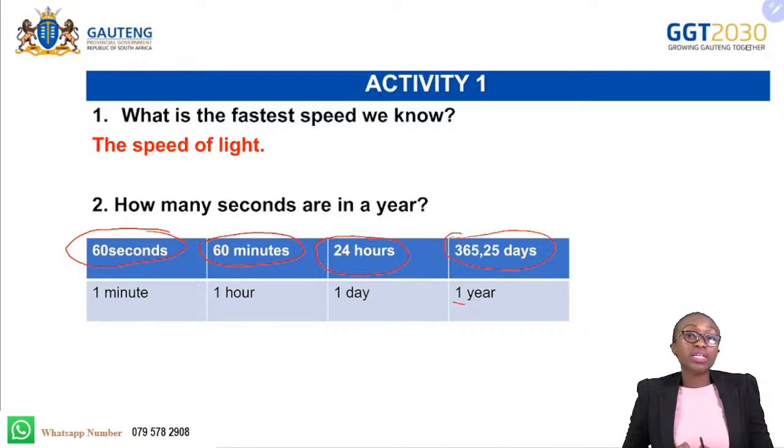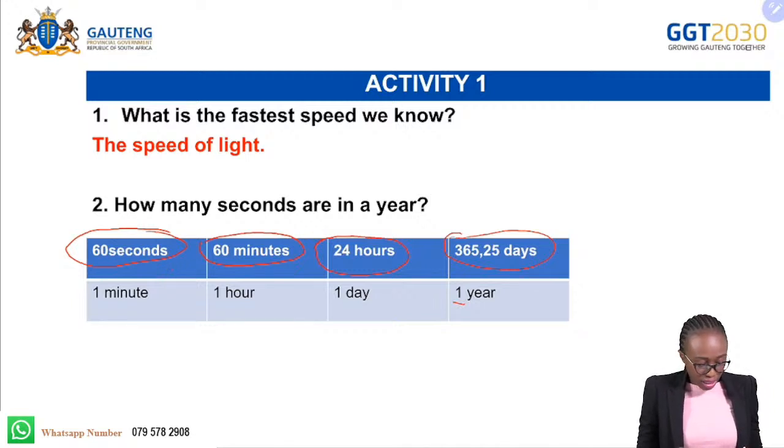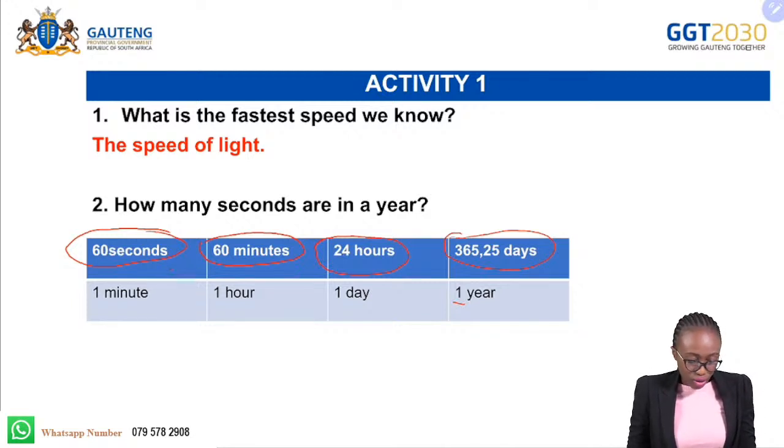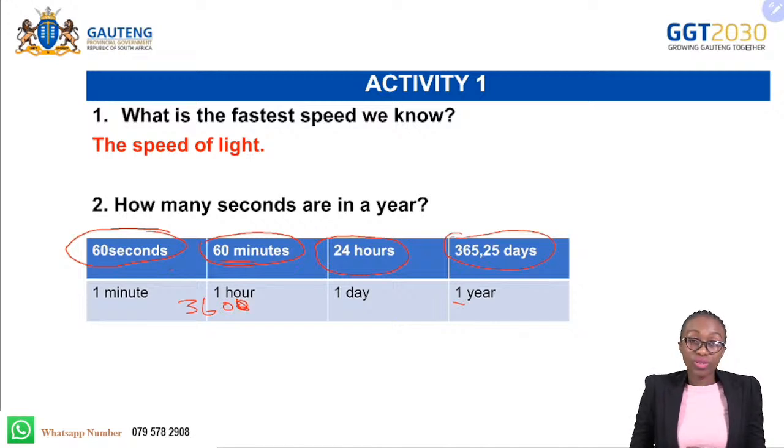So how do we calculate how many seconds we have in a year? We need to calculate first the minutes by the seconds. So we say 60 seconds, you can use your calculator here, multiplied by 60 minutes. You're going to get a value which is 3,600 seconds. So 60 minutes is 3,600 seconds. That's how long an hour is.